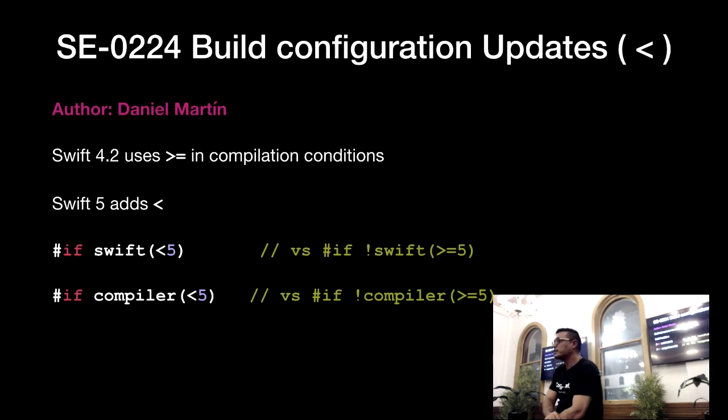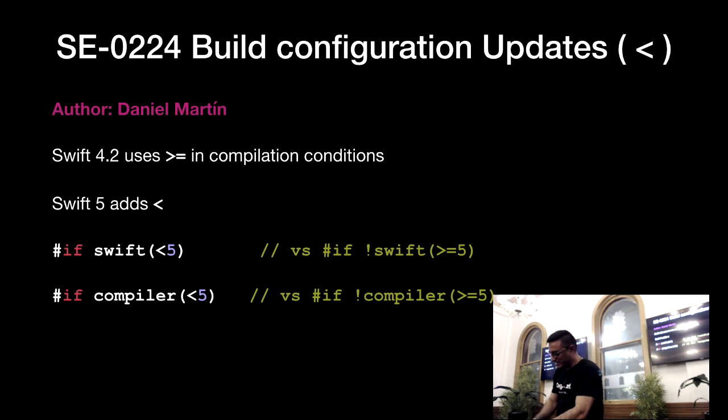One other thing you have now is the less than. In the past, they only had greater than or equals to. So you would have "if not greater than or equal to Swift 4.2", but now you can say "if less than Swift 5". So it gives you both ways. I don't use that as much, but if you do, then it's really helpful.